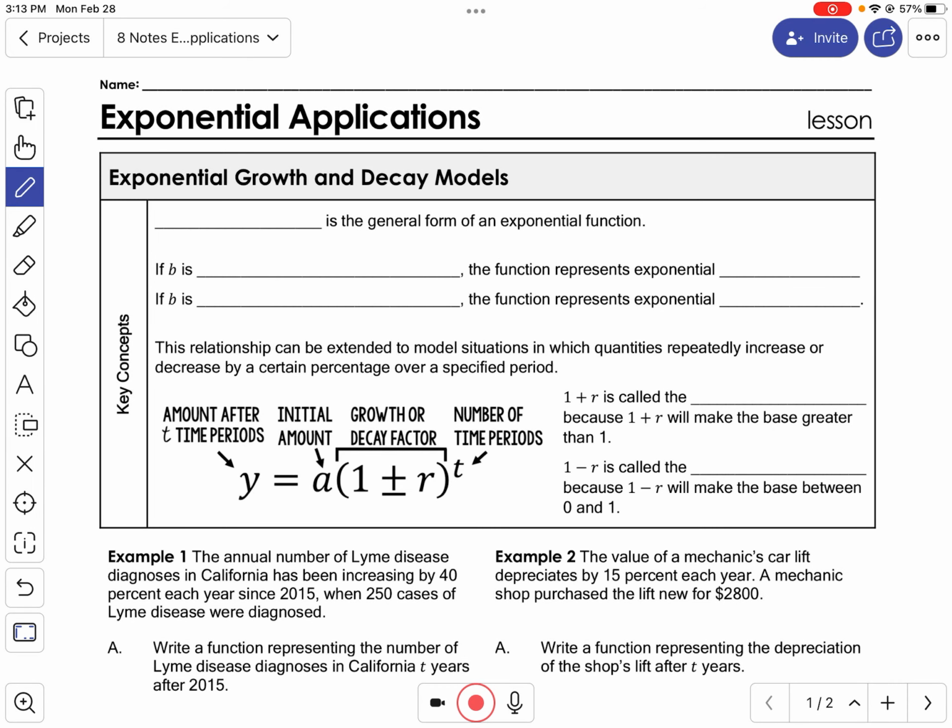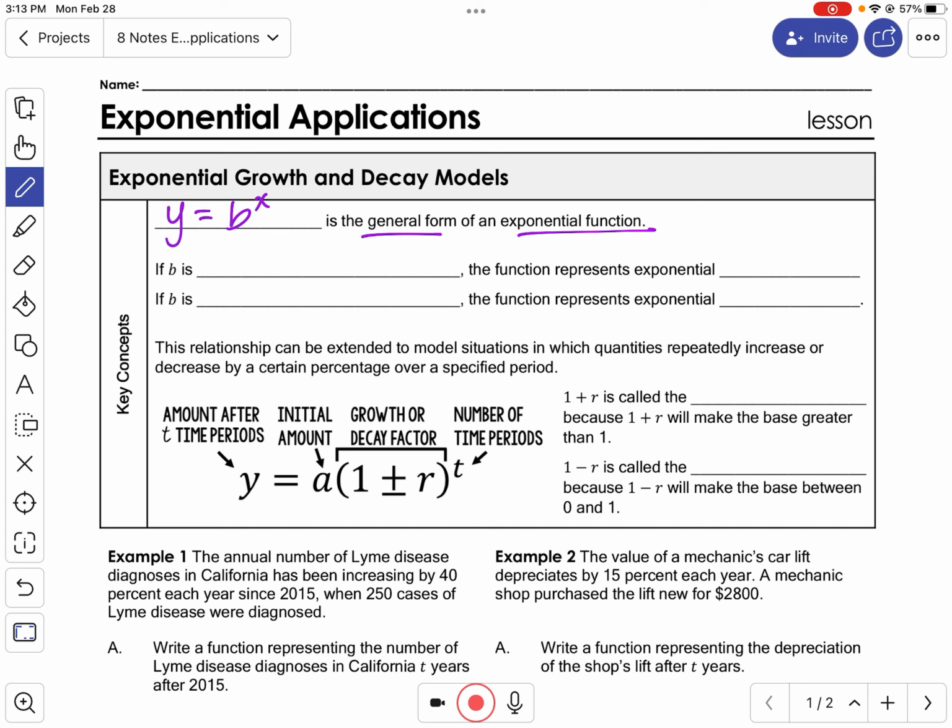Okay, so in this lesson, we're going to be looking at exponential applications, which just means applications applied in the real world. So we're going to talk about growth and decay models on the front. The general form of an exponential function, we've been talking about it, is y equals b to the x power. b is your base, x is your exponent.